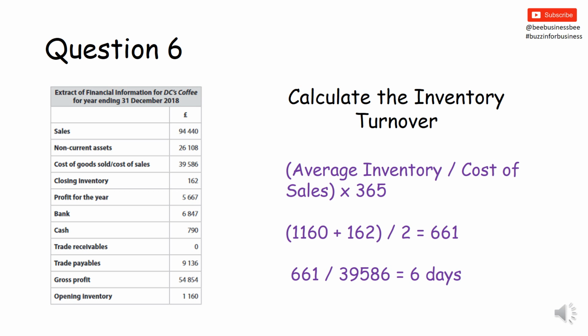And then you divided that by 2, you would have found your average inventory is 661. And then you would have done 661 divided by the cost of sales, which you've got there as 39,586. And that would have given you 6 days. And if you've got that answer, you get it correct. If you actually did get the 6 days at the end, that would get you all the marks as well.